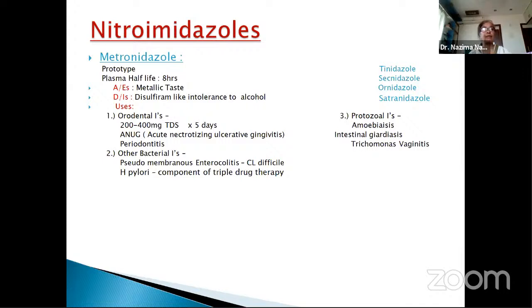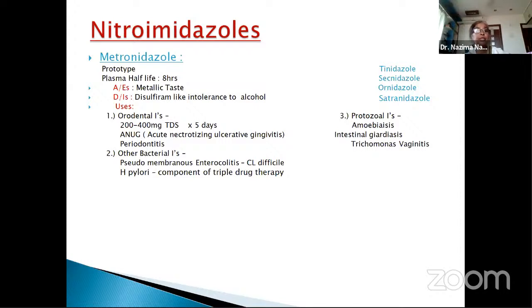Now, coming to the adverse effects of metronidazole, it leaves a metallic taste. Once the drug is taken, it leaves a bad metallic taste in the mouth for a certain time, which is not comfortable to the patient. Then it also has drug interactions, like it causes disulfiram-like intolerance to alcohol. So the patient has to be asked not to consume alcohol after taking this drug.